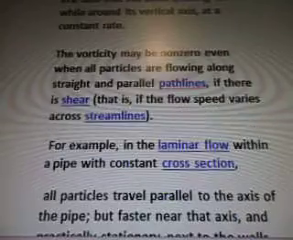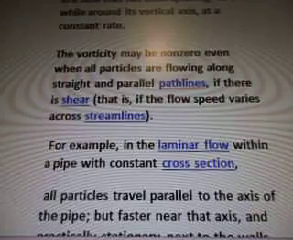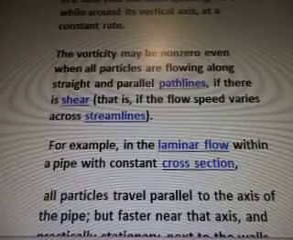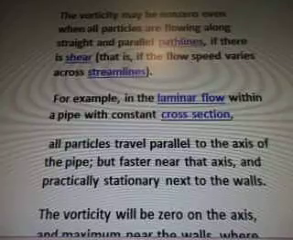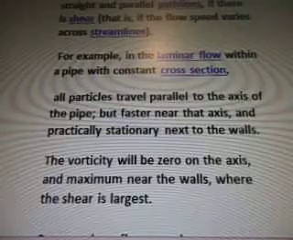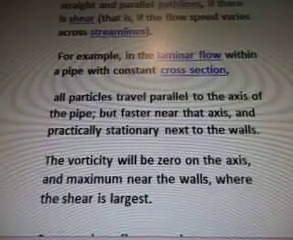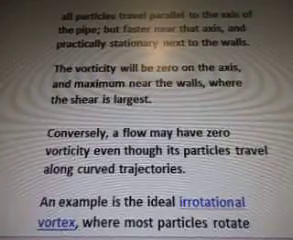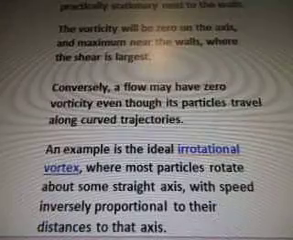The vorticity may be non-zero even when all the particles are flowing along straight and parallel path lines. So your sugar is bouncing up and down and going around, okay? If there is shear, that is if the flow speed varies across streamlines, for example in the laminar flow within a pipe with constant cross-section, all the particles travel parallel to the axis of the pipe, faster near the axis and practically stationary next to the walls. The vorticity will be zero on the axis and maximum near the walls where the shear is largest.